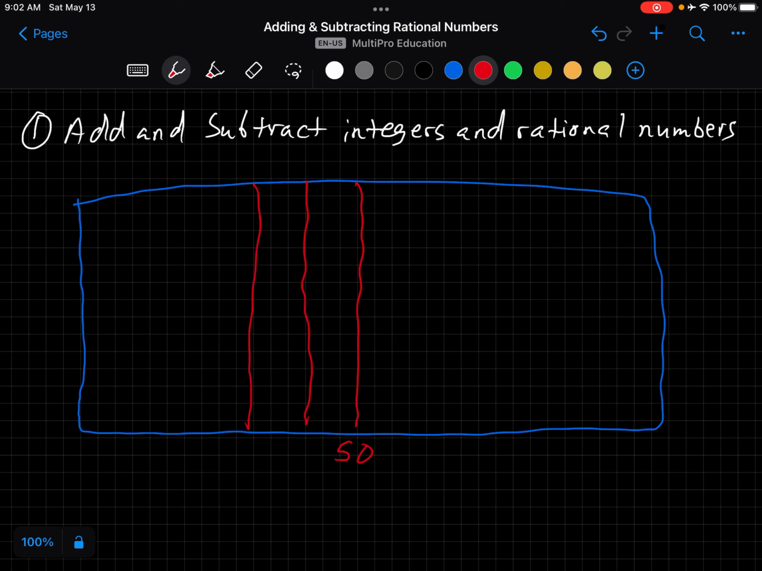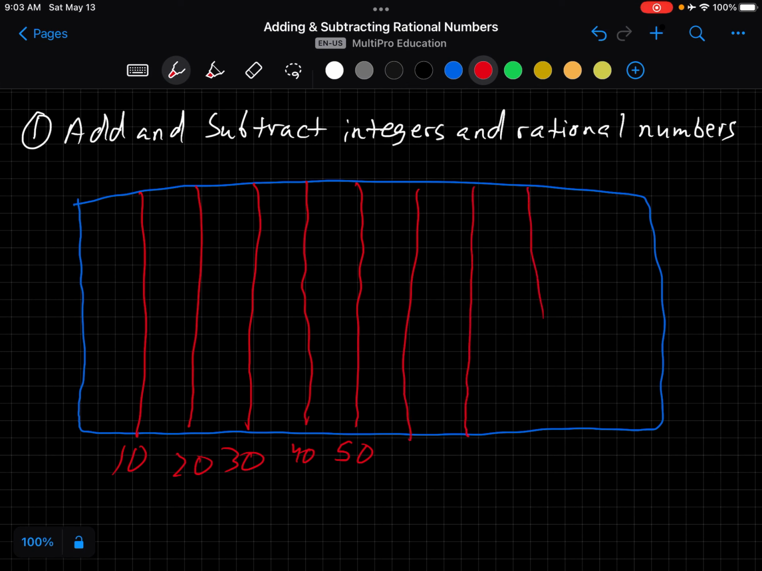And so we have lines 40, 30, 20, 10, and 40, 30, 20, 10. Alright, and let's say that this team was over here at the 40-yard line, and they're trying to go this direction with the ball, but they just had a 15-yard penalty.